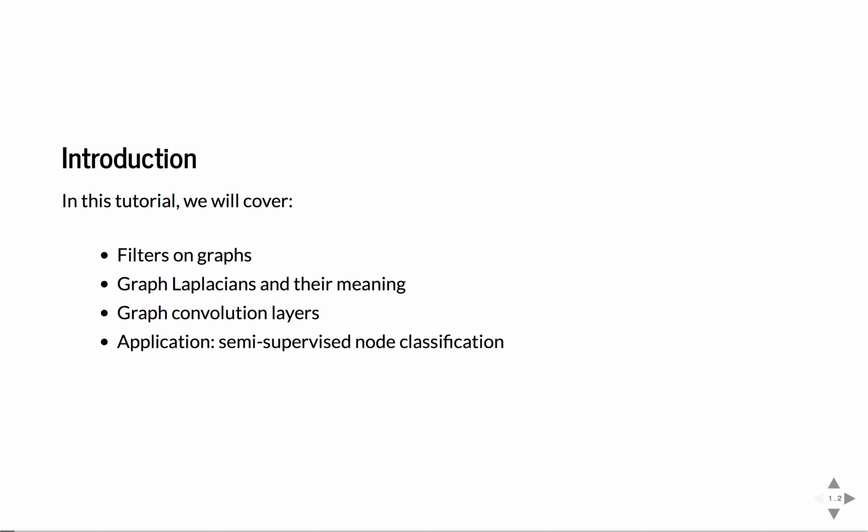So it's quite a few things about filtering in general, and then how to filter on graphs, and the Laplacians of graphs and their meanings, how to define convolutional layers in both the frequency and the spatial domain, but over graphs. And we'll see a demo application of how to classify nodes in a graph using a semi-supervised approach.